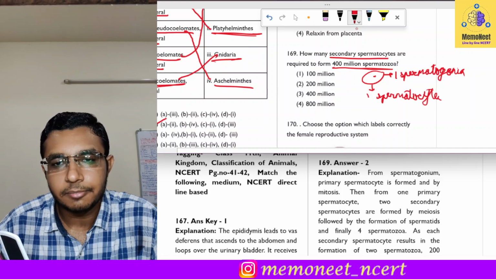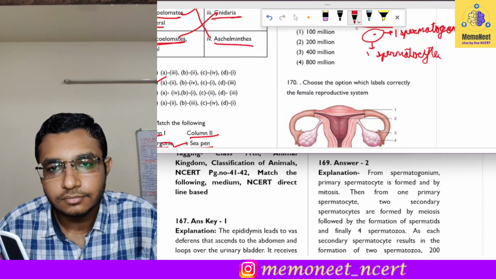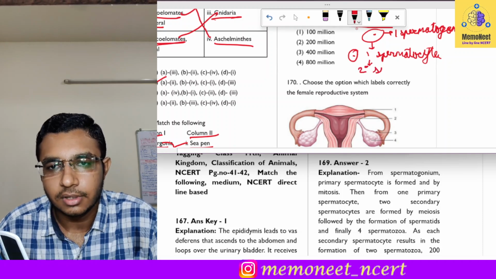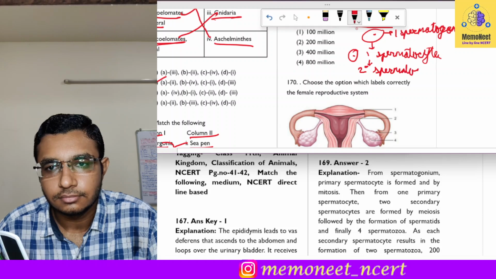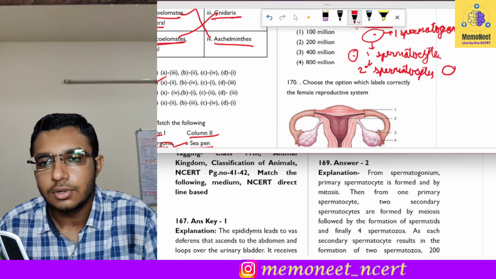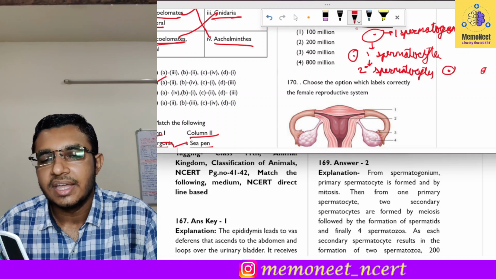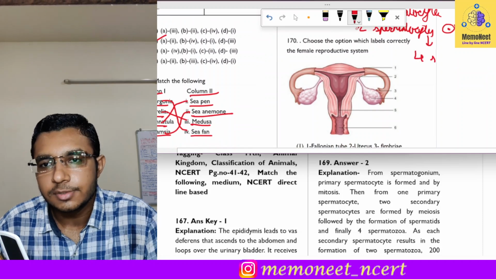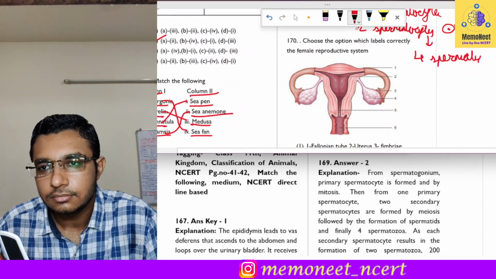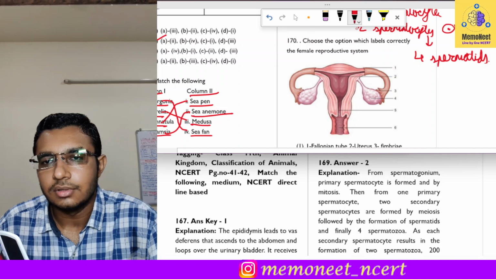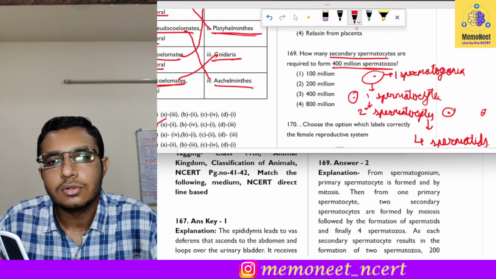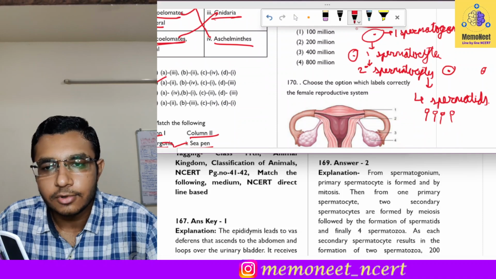From this primary spermatocyte it divides to form two secondary spermatocytes. Okay, so two secondary spermatocytes are produced. Then these secondary spermatocytes undergo meiosis to form four spermatids. Okay, so at the end we are left with four spermatids, or spermatozoa. These spermatids mature to form spermatozoa. So from one spermatogonia we are able to produce four spermatids.